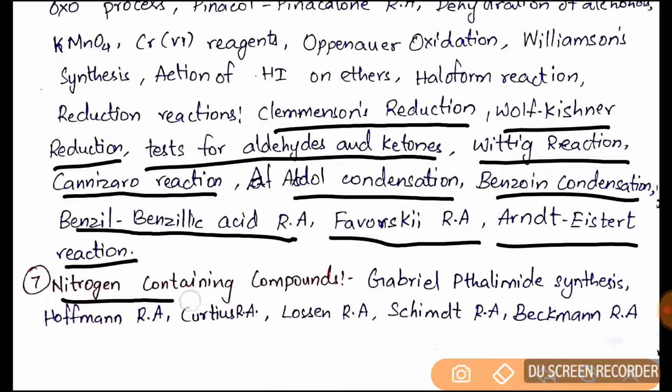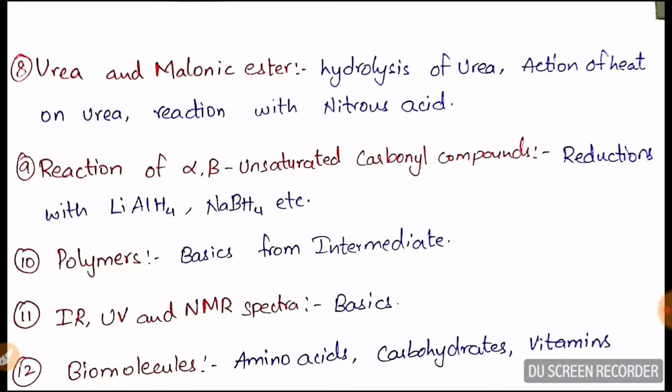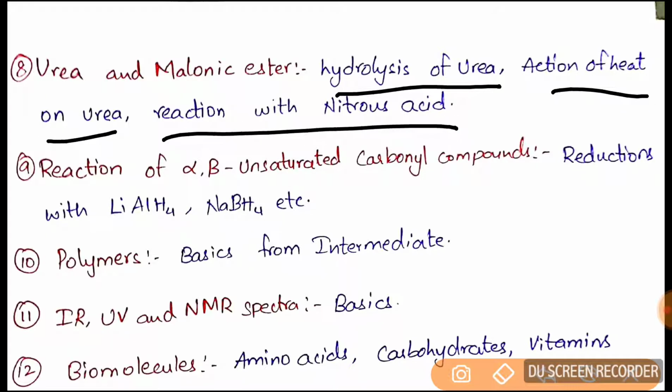And then comes nitrogen containing compounds. This is important, guys. Gabriel phthalimide synthesis, Hofmann rearrangement, Curtius rearrangement, Lossen, Schmidt and Beckmann. All these are very important from nitrogen containing compounds. And then urea and malonic ester. So in urea and malonic ester, hydrolysis of urea, action of heat on urea, reaction with nitrous acid are important. Generally they'll ask direct questions like what is the formula of urea or malonic ester.